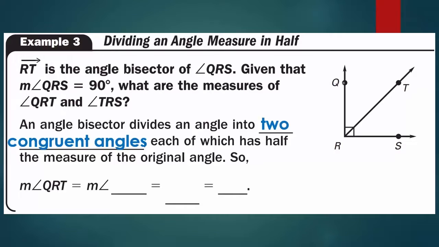So I know that the measure of QRT, which is this angle here, is congruent to this angle over here, TRS. The measure of QRT is equal to the measure of TRS. And I know that it's divided in half, so its original angle is 90 degrees divided by 2. Measure of QRT and the measure of TRS is 45 degrees.